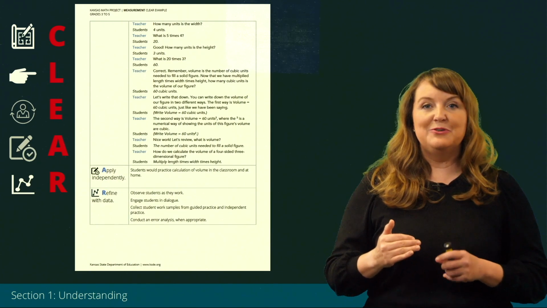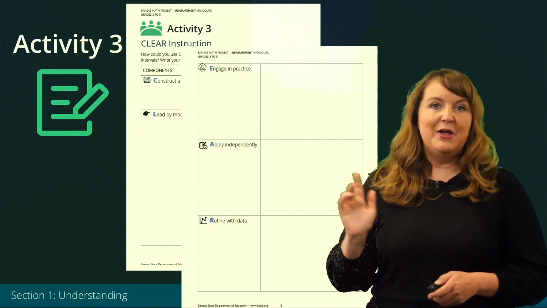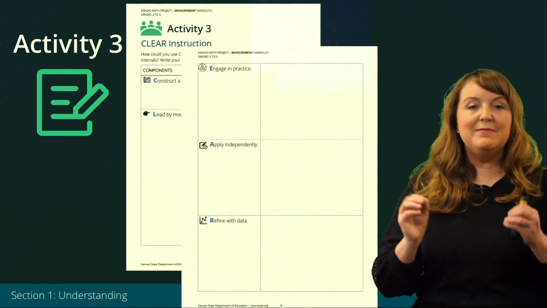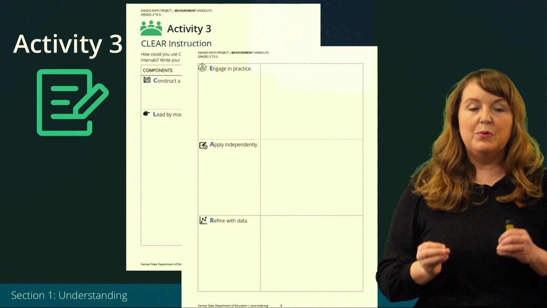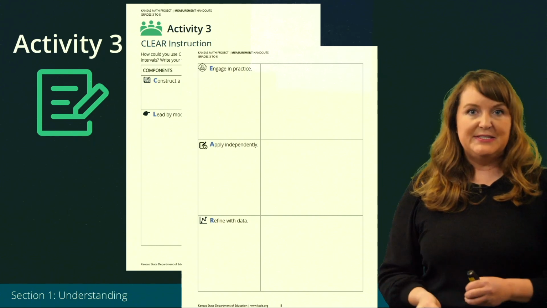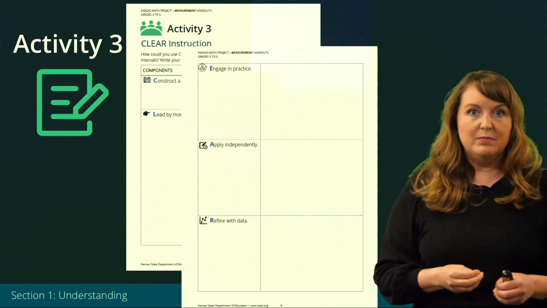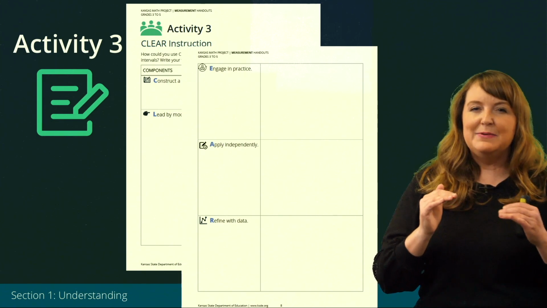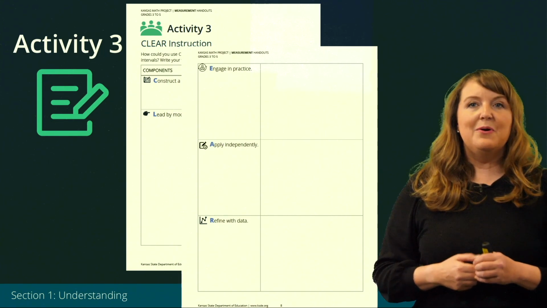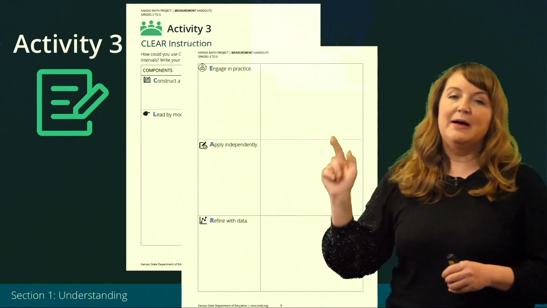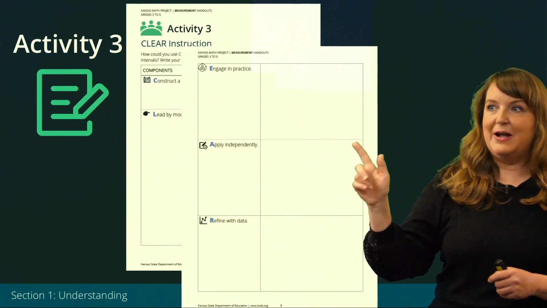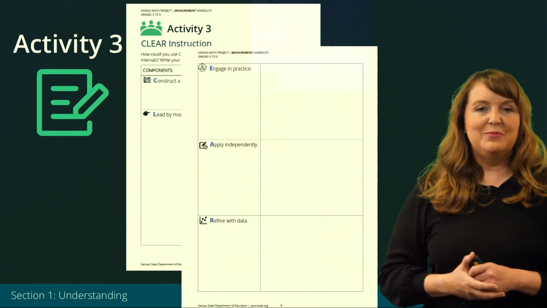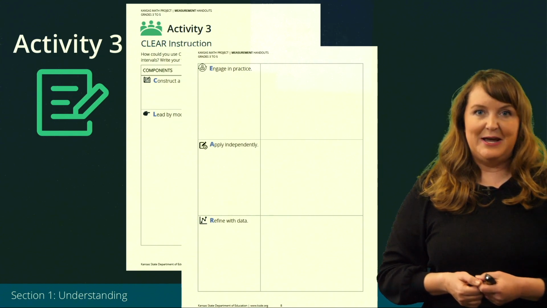Now it is your opportunity to do your own. So that brings us to activity 3, where you are going to choose something related to time that is important for your students. Maybe it's telling time, or working on word problems with time, or maybe it's something else entirely. But it has to be related to time. And now you're going to construct your plan, lead by modeling, describe your engaging by practice, thinking about how you're going to apply independently and what kind of data you will collect so that you can refine with data.